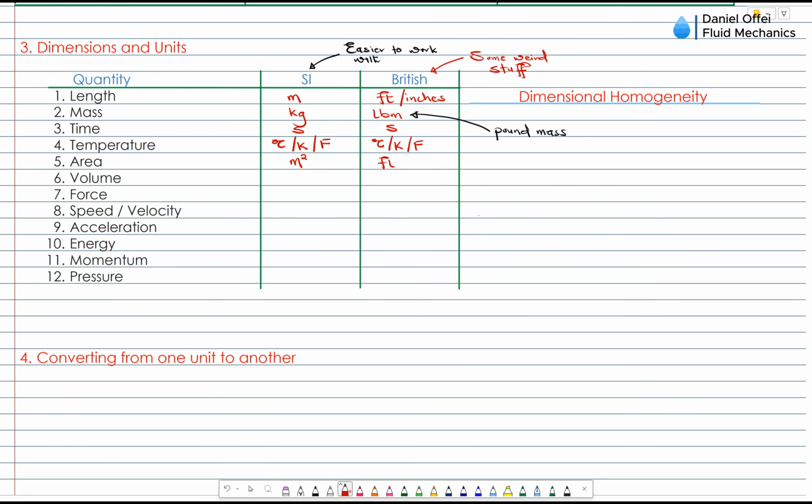Some of these units are just derived from their formula. For instance, area is just the length times the breadth of a rectangle. So we have the meter times the meter, which gives us the square meter. And if the SI system is saying square meter, then we can go to the British and write the square feet. Some of these units can be derived from the formulas of the quantities.